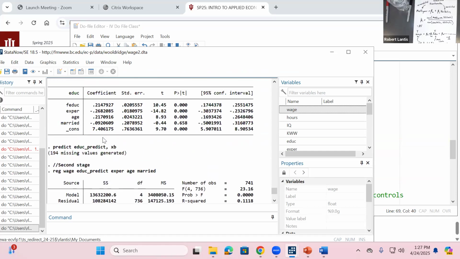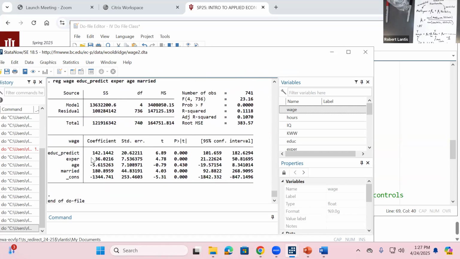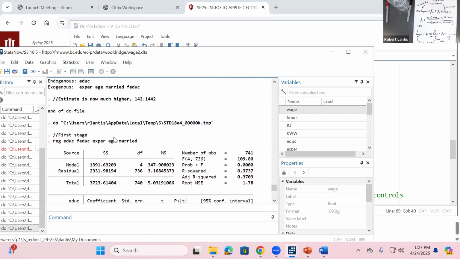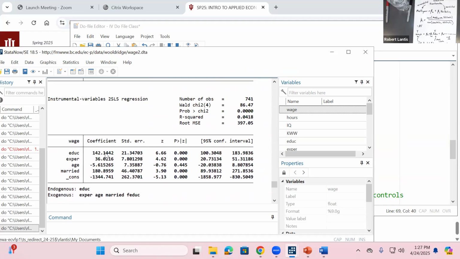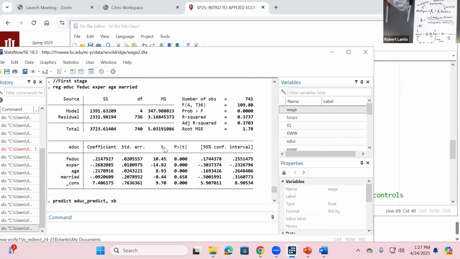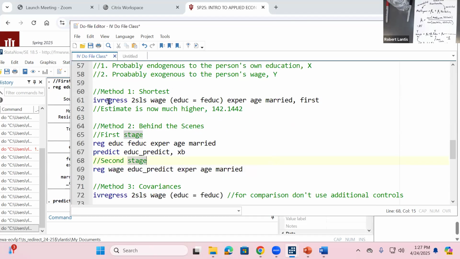Wait, why did I? Oh, because I'm looking at a different regression. Where's education? 142. Sorry, this was my first stage. I was looking at the wrong regression, right? So here was my ivregress command. Here was if I break this down and do it by hand, I get the exact same estimate. So it doesn't really matter which way you do it. This is probably going to be easier, just a little bit less coding.